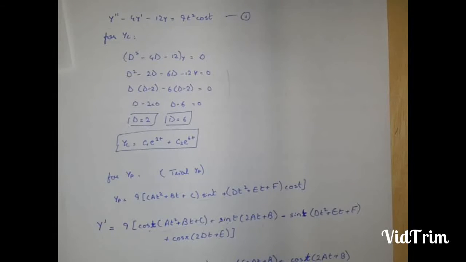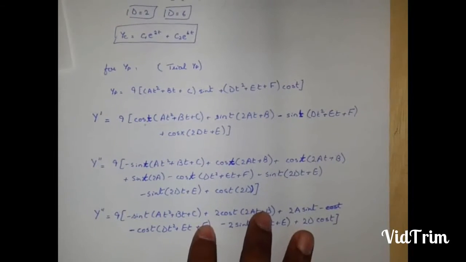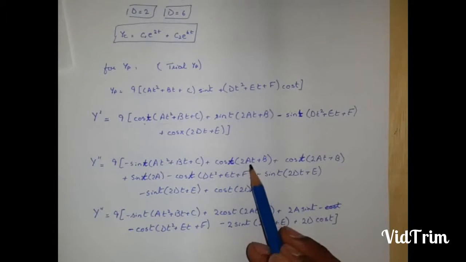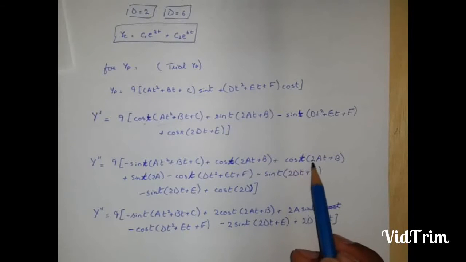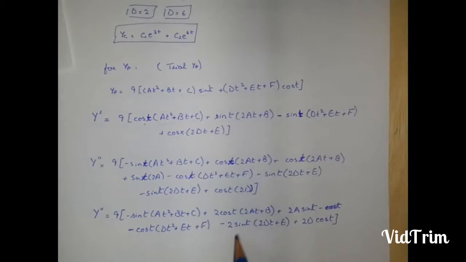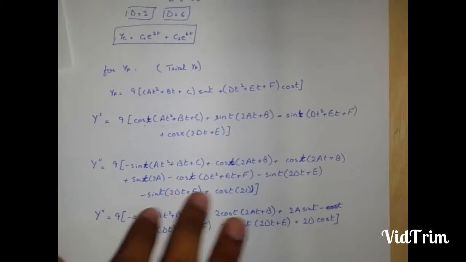Now take the second derivative like this. After this I simplified it like this: cos t (2at plus b) plus cos t (2at plus b). I wrote it as 2 cos t (2at plus b), and here minus sin t (2dt plus e) minus sin t (2dt plus e). I wrote it here as minus 2 sin t (2dt plus e).